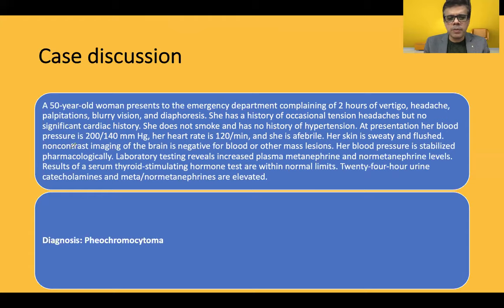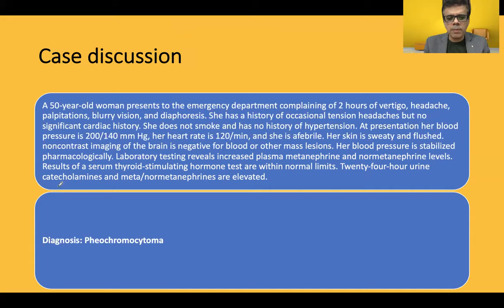At presentation, her blood pressure is 200 by 140 mmHg, which is extremely high. Her heart rate is 120 per minute, again tachycardia. She is afebrile. Her skin is sweaty and flushed. Non-contrast imaging of the brain is negative for blood or other mass lesion. Her blood pressure is stabilized pharmacologically. Lab testing reveals increased plasma metanephrine and normetanephrine levels. Results of a serum thyroid-stimulating hormone test are within normal limits.